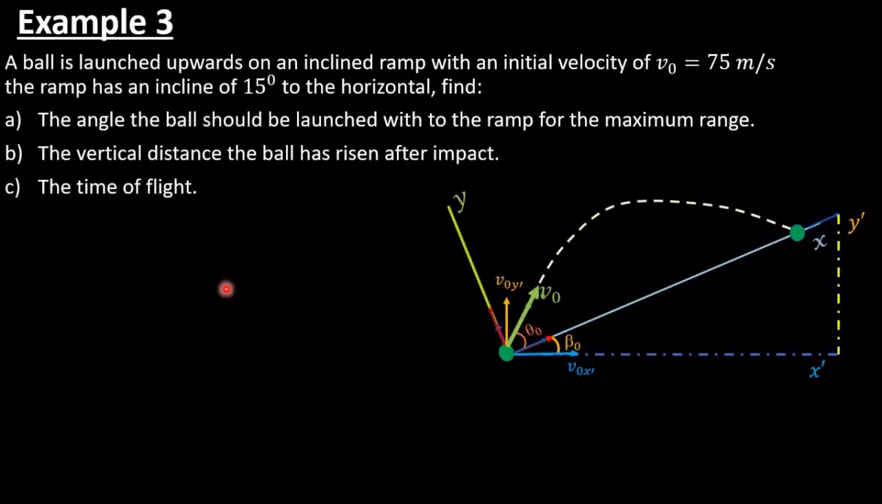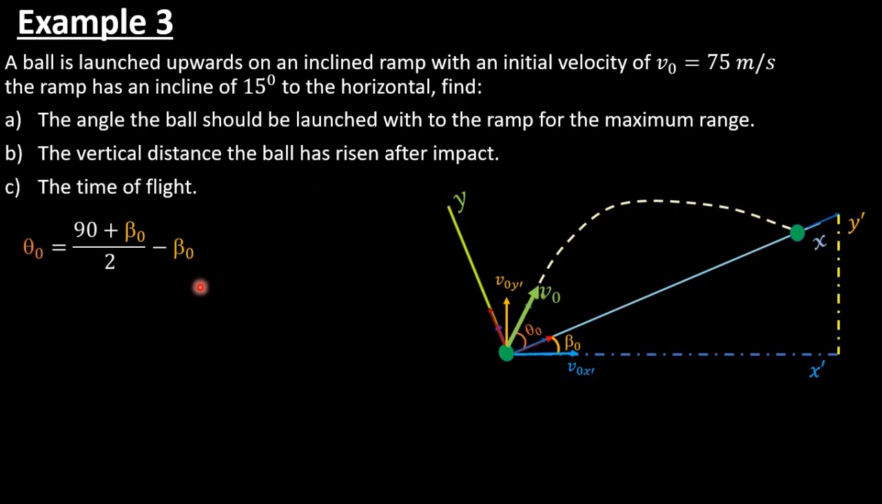Example 3. A ball is launched upwards on an inclined ramp with an initial velocity of v sub 0 equals 75 meters per second. The ramp has an incline of 15 degrees to the horizontal. Find A, the angle the ball should be launched with to the ramp for the maximum range. B, the vertical distance the ball has risen after impact. C, the time of flight.